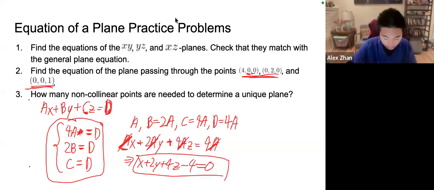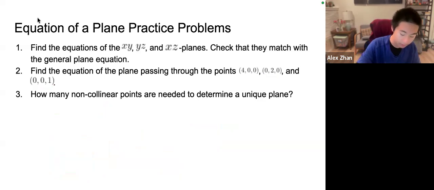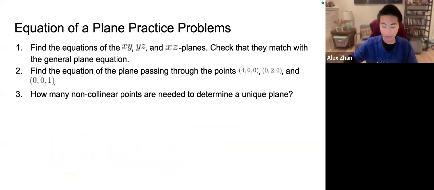And then the next question will be about how to determine a unique plane, like how many distinct points you would need. So if you have the answer to question 3, just chat it to one of us.